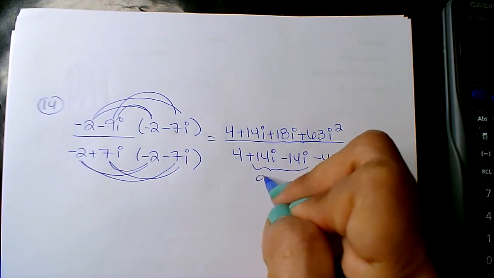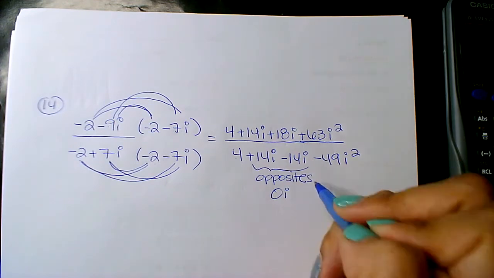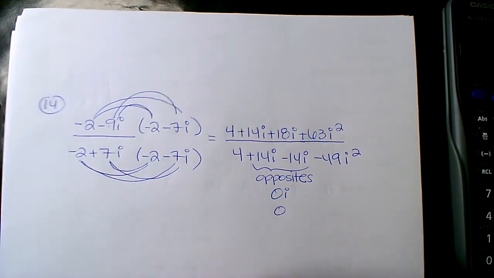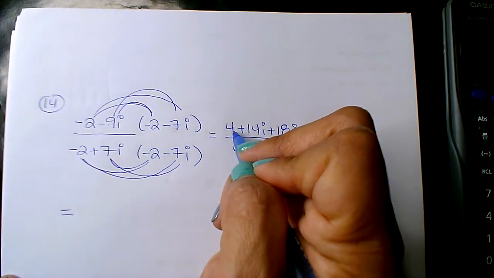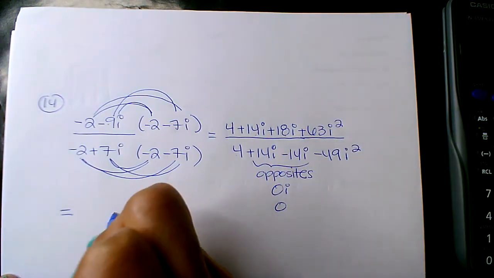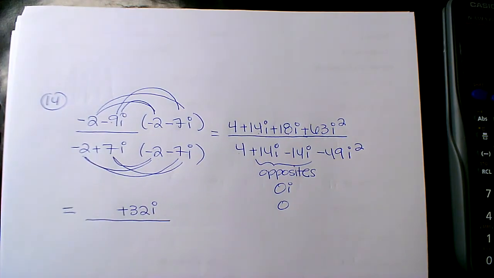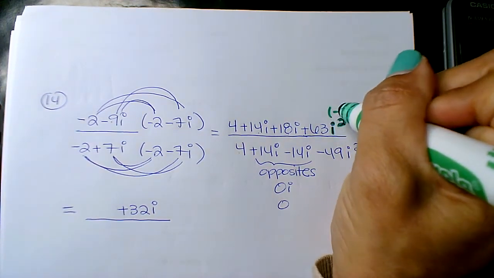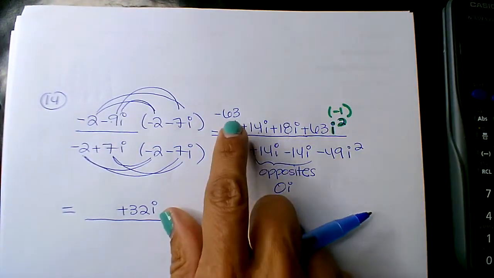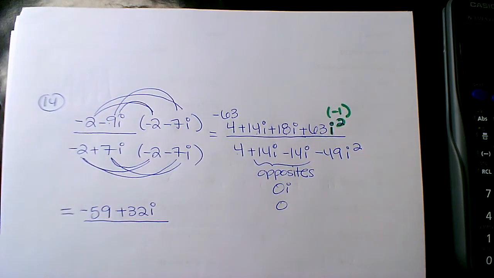So see, they will always be opposite. They're always going to be that 0i, which is 0. Okay? All right. So now what do I get? 14i plus 18i is 32i, right? All right, this i squared becomes -1, which is going to become -63. And what's -63 plus 4? -59.